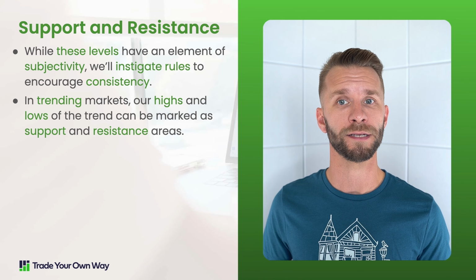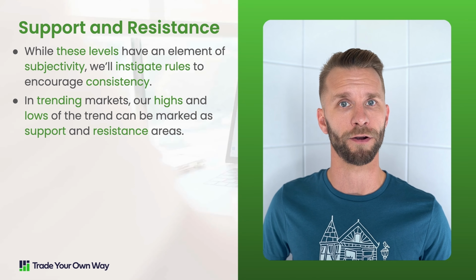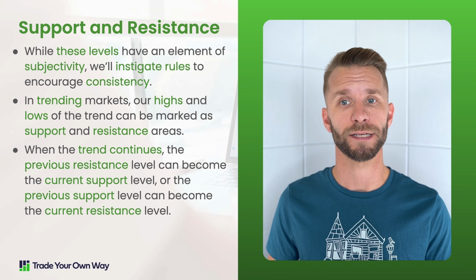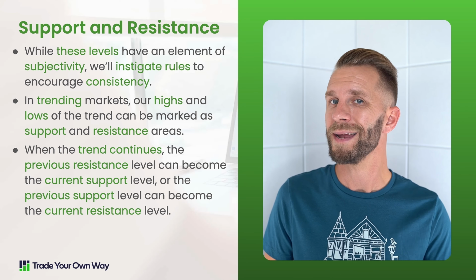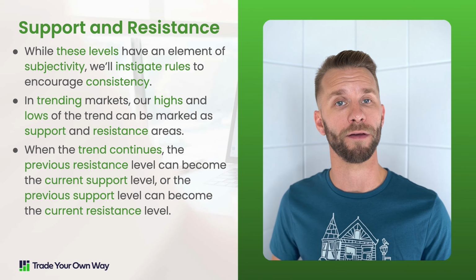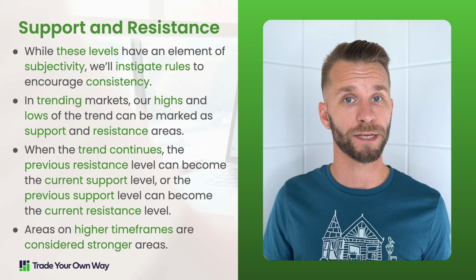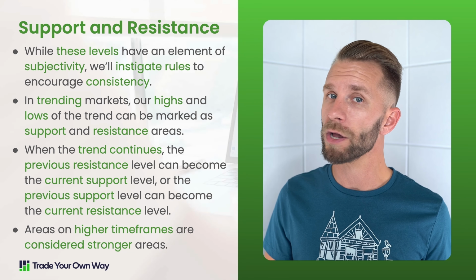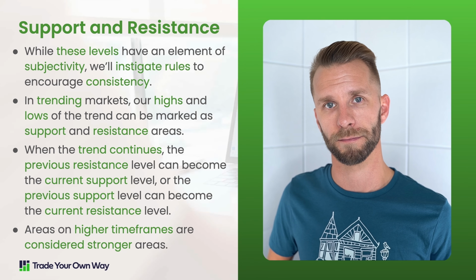In trending markets, our highs and lows of the trend can be marked as support and resistance areas. When the trend continues, the previous resistance level can become the current support level in an uptrend, or in a downtrend, the previous support level can become the current resistance level. Support and resistance areas on higher timeframes are considered stronger areas, so there may be a higher likelihood that the market will react to these. Let's check these out on the chart.